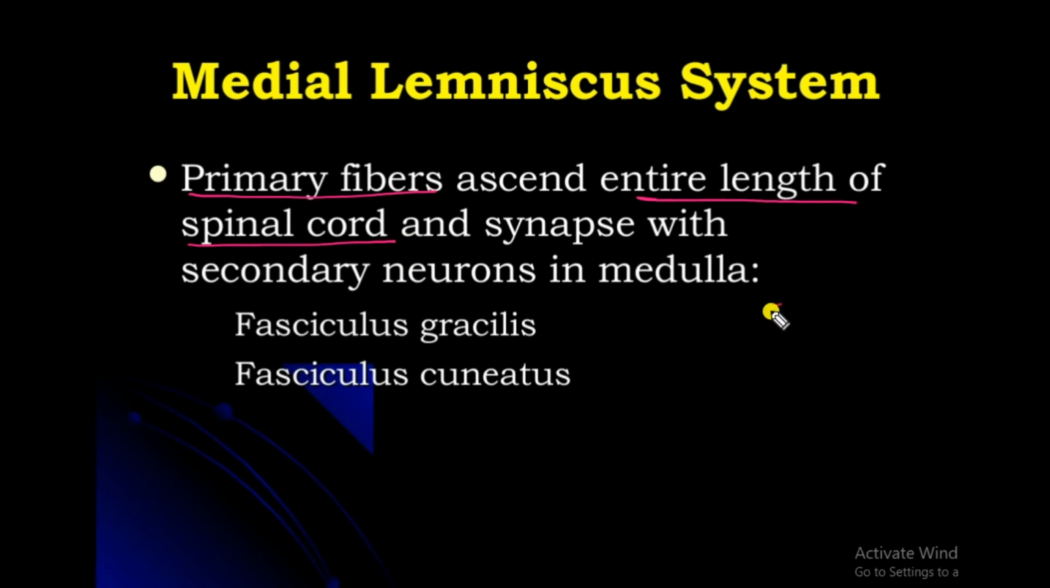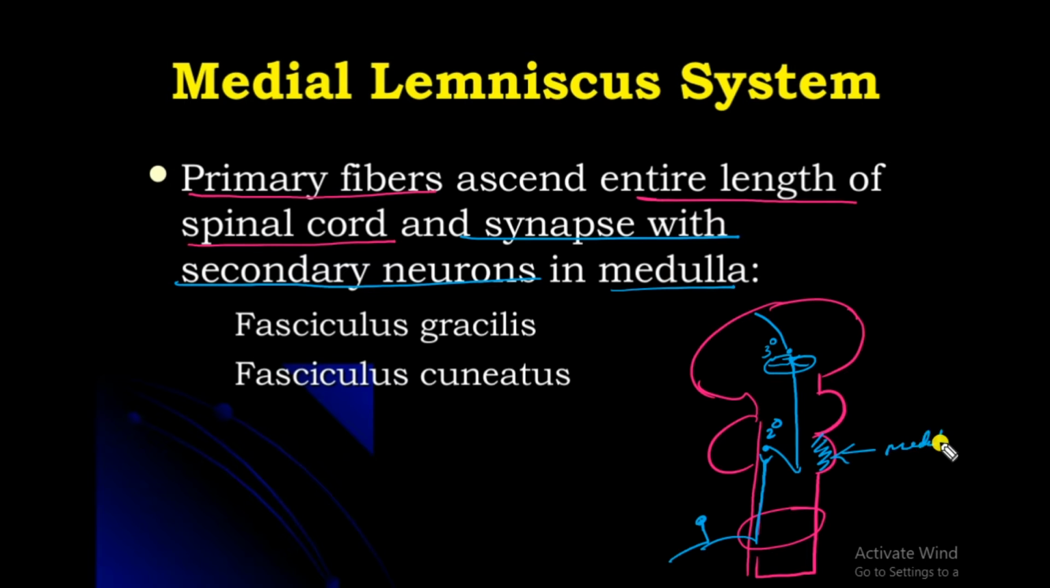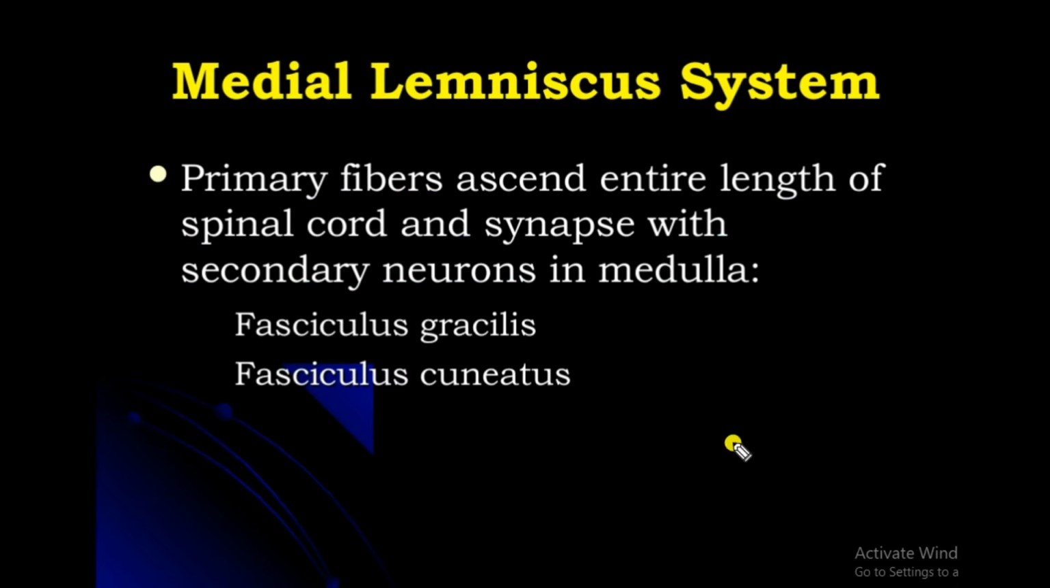Primary fibers ascend the entire length of the spinal cord and synapse with secondary neurons in the medulla. We can draw the cross section. Thalamus. From the thalamus, tertiary order neurons get into the cerebral cortex. Second order neurons were located in the gracilis nucleus and cuneatus nucleus of the medulla, and the primary order neurons. From primary order neurons, they get into the medulla through the fasciculus.